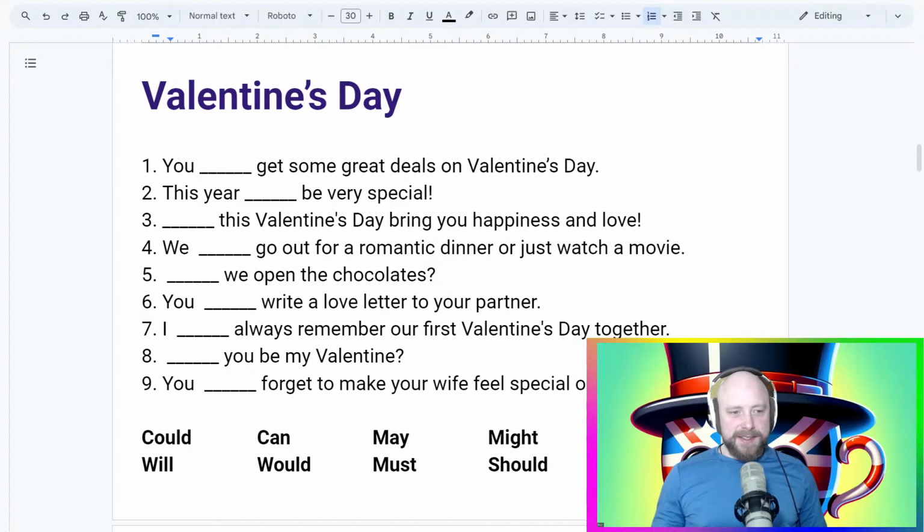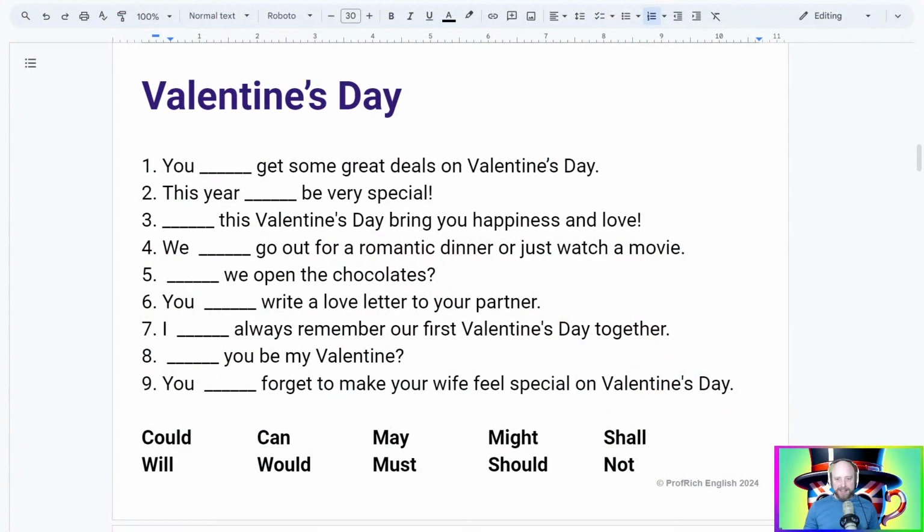Here's some sentences which relate to Valentine's Day. I'd like you to match the modal verbs with the sentences. You use each modal verb once. And remember that with the pronunciation of these sentences, we do not stress the modal verb.